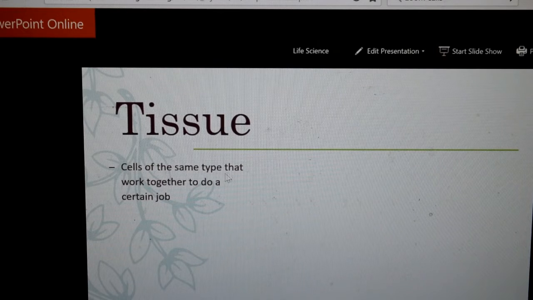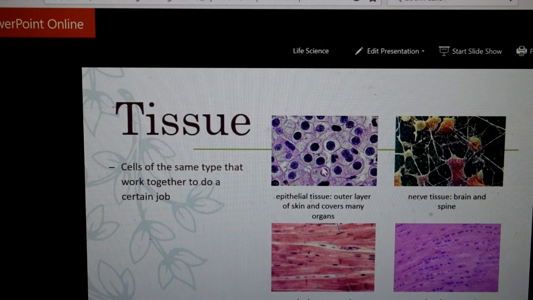Cells of the same type that work together to do a job are called tissues. So if you have a whole bunch of the same cells together, that's called a tissue. Go ahead, you can write this. This is an important word to know. This is the definition right here. You can write that down. And these are some examples of different tissues. Nerve tissue in the brain and spine, connective tissues and tendons, muscles are just a whole bunch of cells together. Those are tissues, and that's what a tissue is.